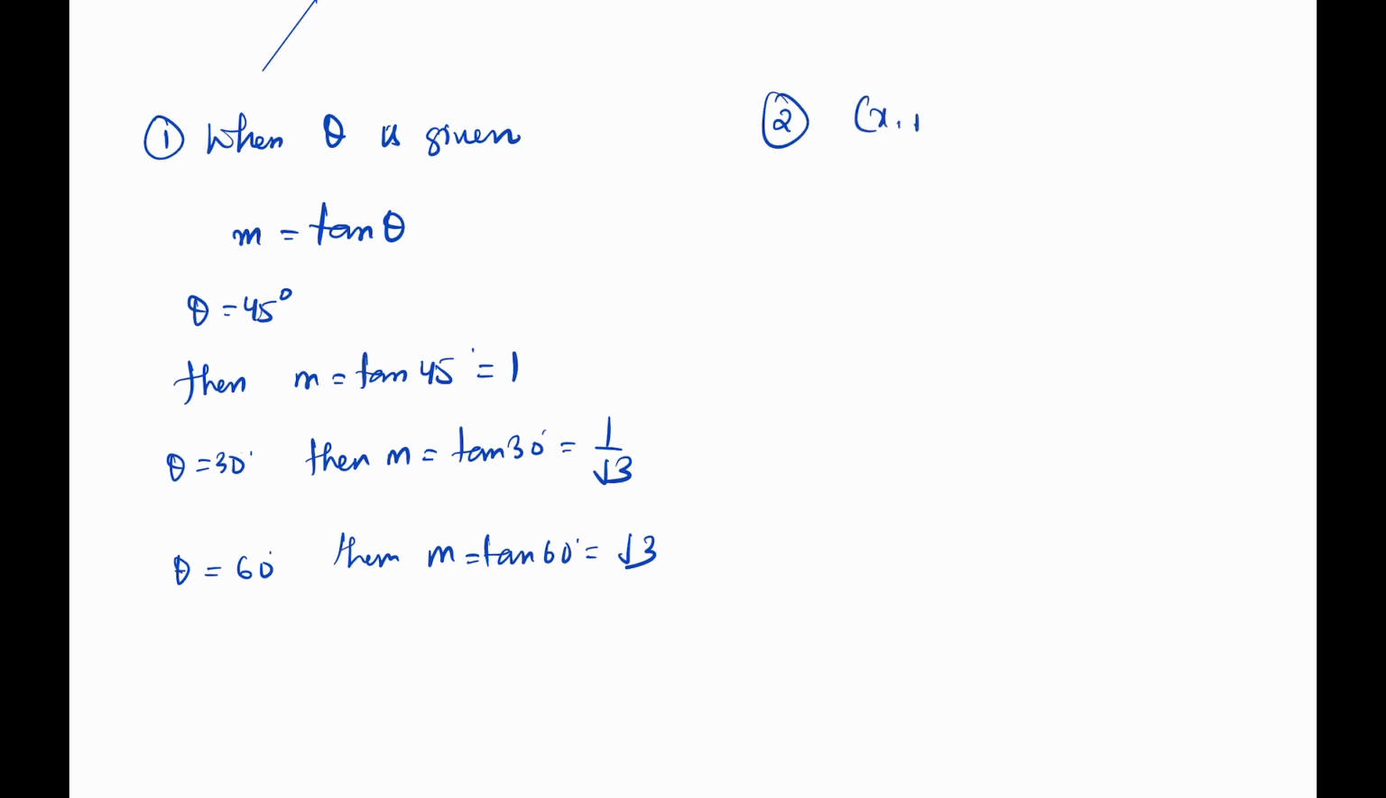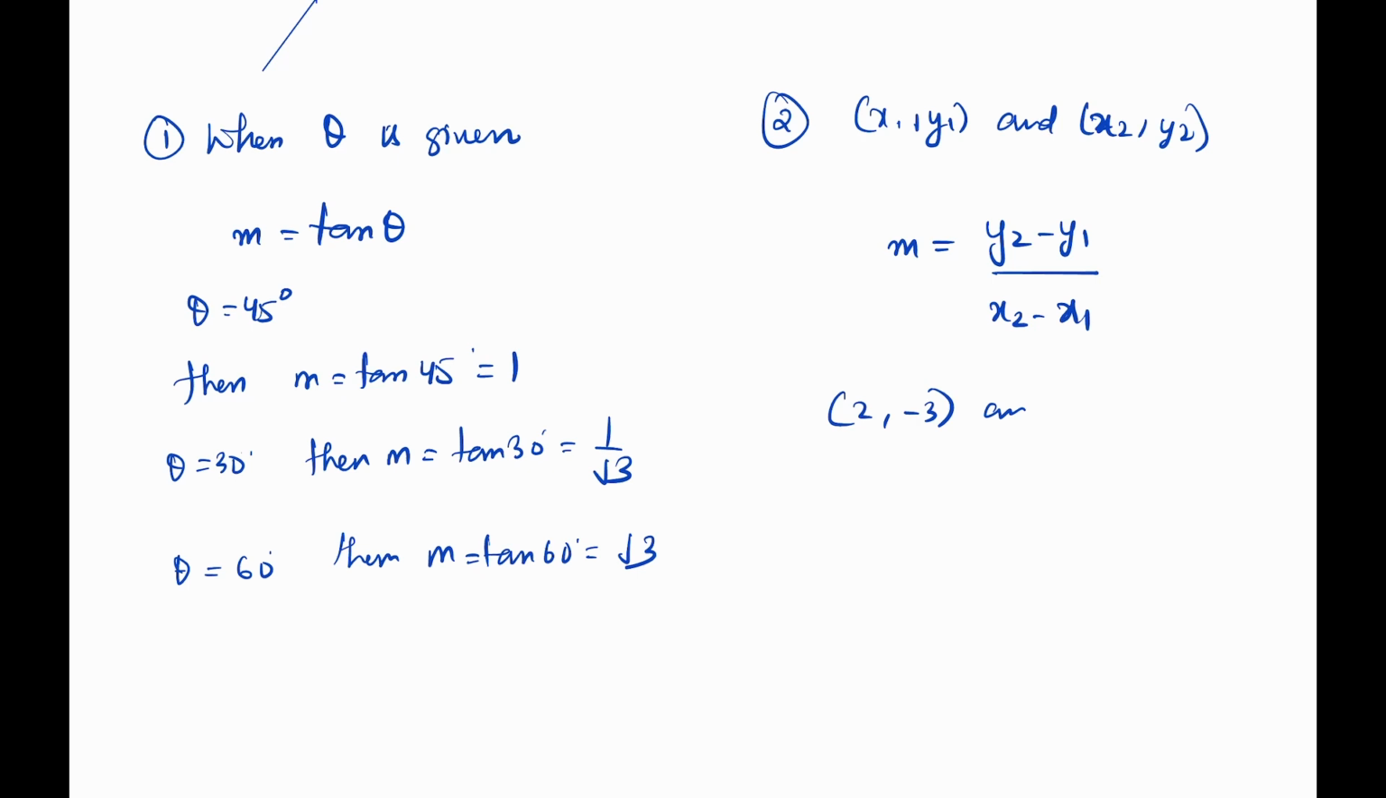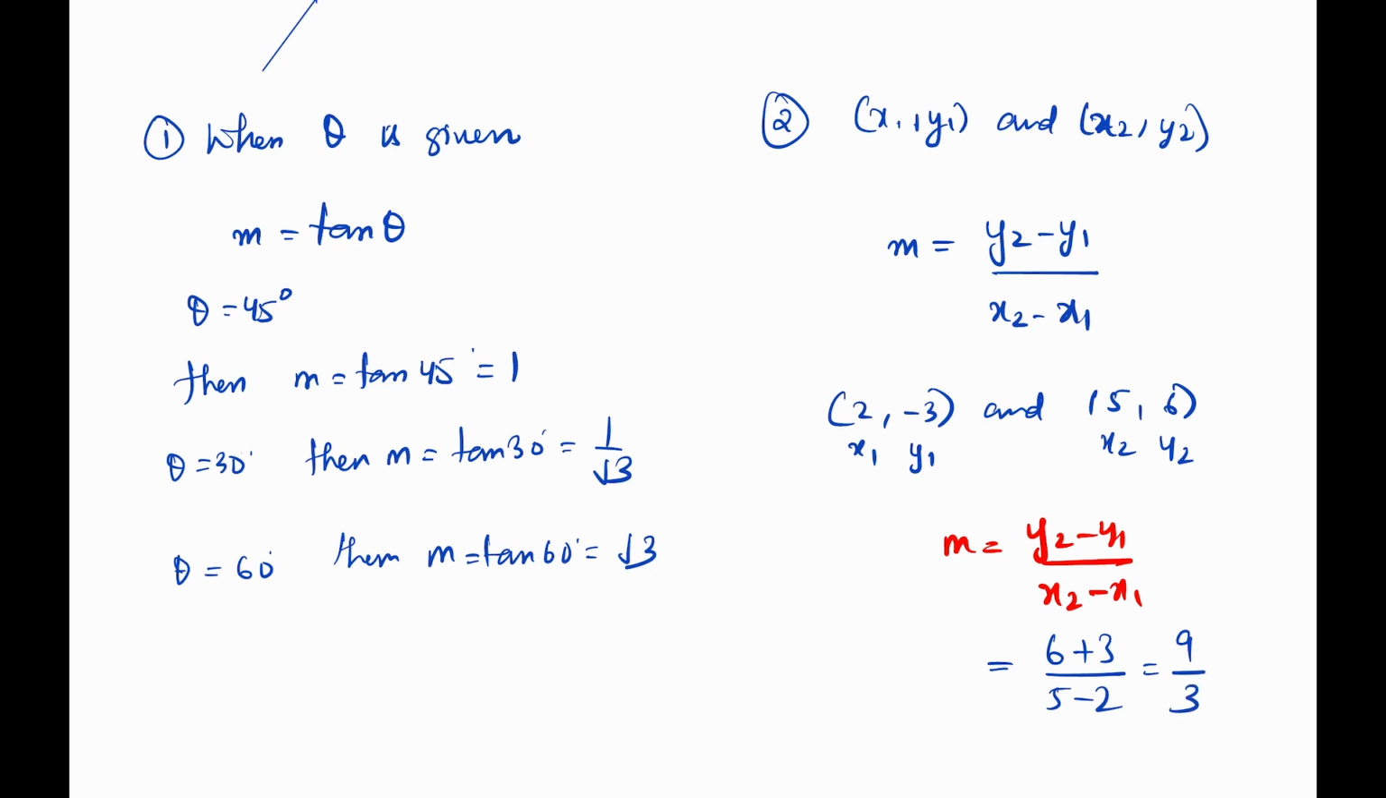The second is when two coordinates are given. In case two coordinates are given, then you can find m is equal to y2 minus y1 by x2 minus x1. Example, 2 comma minus 3 and 5 comma 6. So in this case, let me take the first coordinate as x1 y1, x2 y2. So m is equal to y2 minus y1 by x2 minus x1, which will be equal to 6 plus 3 by 5 minus 2 is equal to 9 by 3. Divide it, you get 3. So the slope is 3.